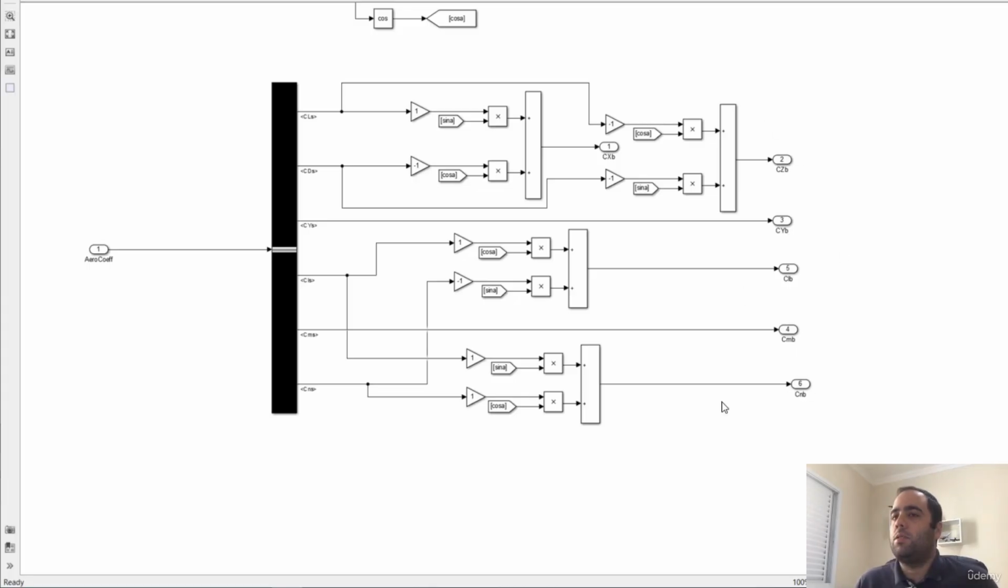Now we have all the coefficients in the body frame, and now we just multiply by the dynamic pressure times the wing area for the forces, and an additional multiplication of the characteristic length for the moments, and we'll have the forces and moments in newtons and newton-meters.